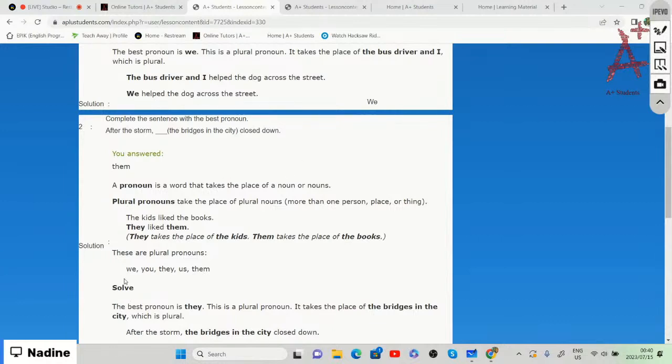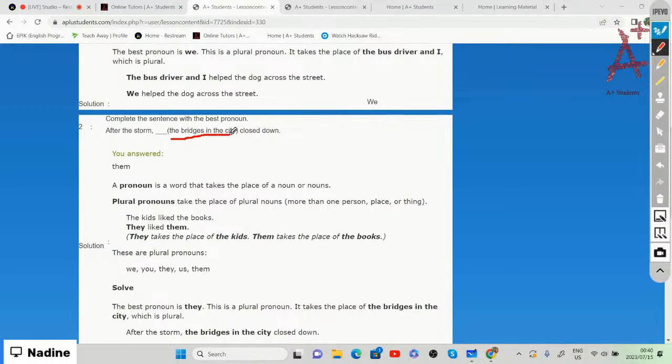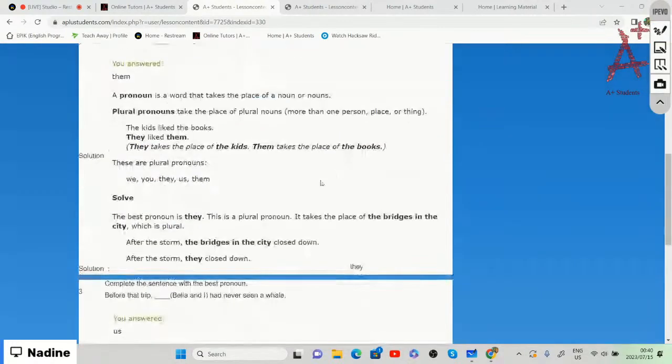All right, then we need to choose between we, you, they, us, or them, right? So after the storm, instead of saying the bridges in the city, we can say they closed down, and they takes the place of the bridges in the city. So after the storm, they closed down, right? And they is the pronoun that replaces the bridges in the city.